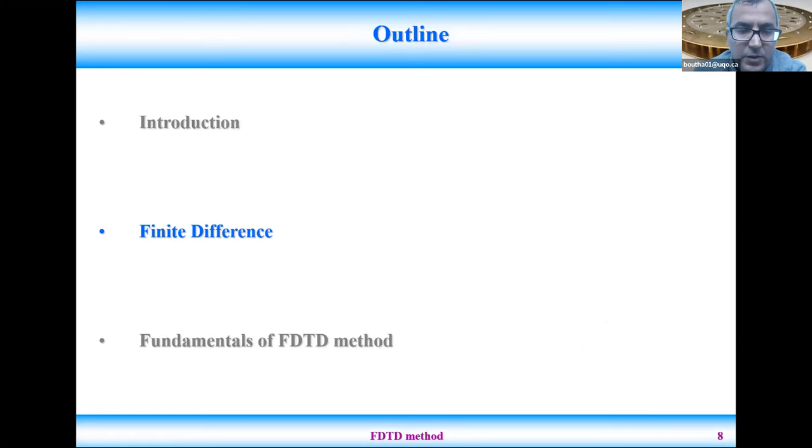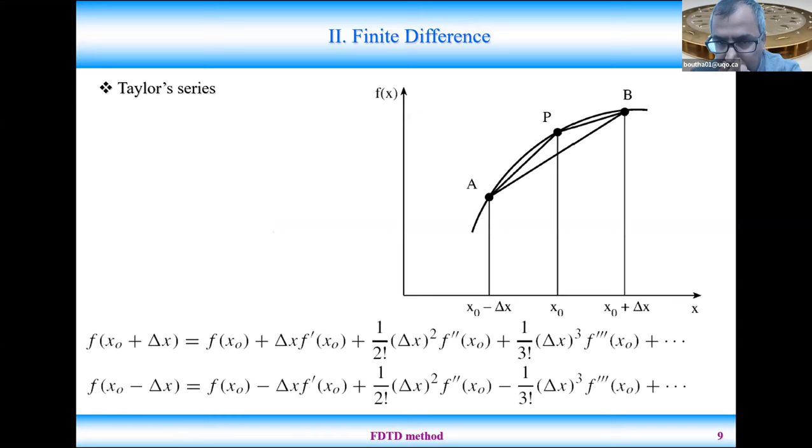So now we will talk about the finite difference. It is really the basis of the FDTD method. We start with a function f of x, as we see here. So this is x, f of x, and we plot the function here. And at a different point, x0, so x0 plus delta x, x0 minus delta x. At this point, you have the value of f of x.